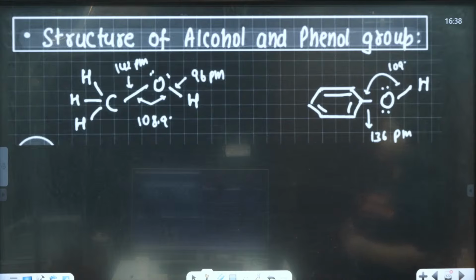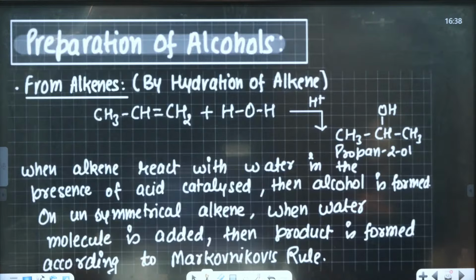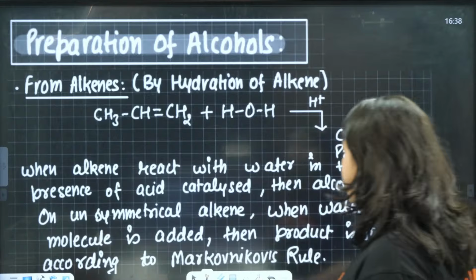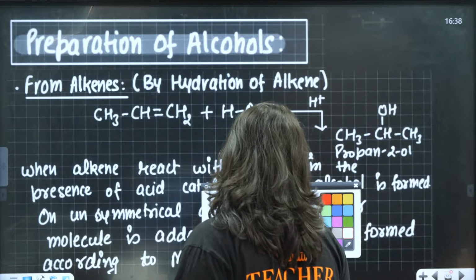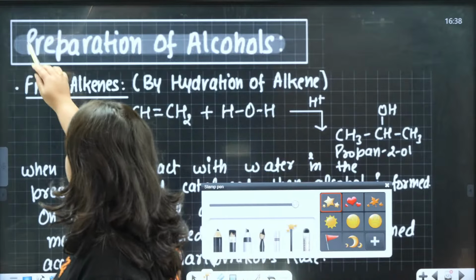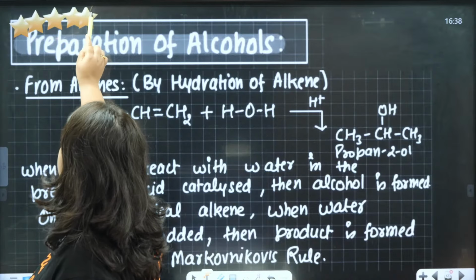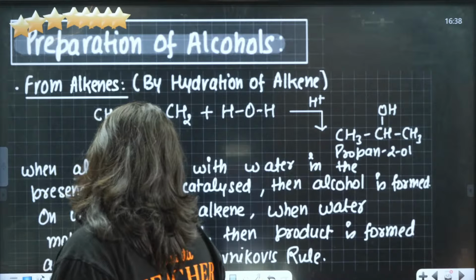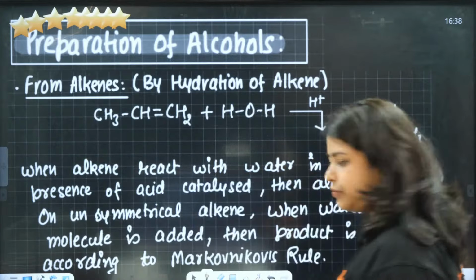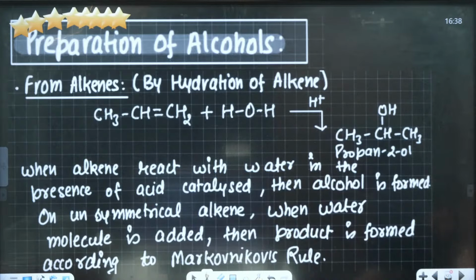So this is how the structure of alcohol and phenol group is. And here is the preparation of alcohol. From the preparation of alcohol only you are going to get most of the questions. Most of the questions from this chapter come from preparation of alcohols itself. So let's check how it is formed from alkenes.